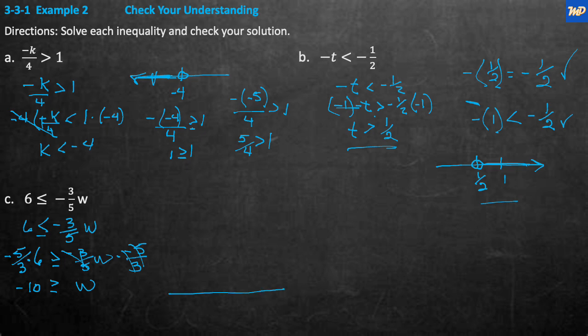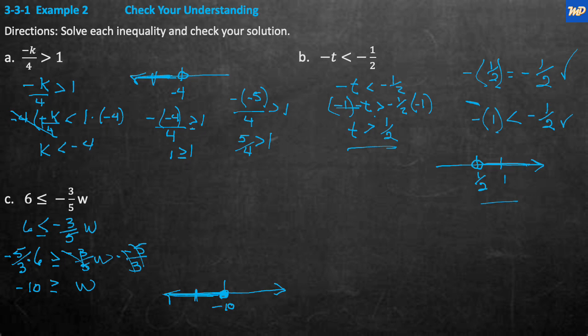Here's our line. Here's our negative 10. And W, negative 10 is greater than W. So W must be over here because negative 10 is greater. Here's the greater, here's the less than, right? So this is the direction we're going. Okay? So this is the solution: everything less than, and it's also a dot on the negative 10 because it's equal to. So negative 10 is greater than or equal to W. That's as far as we go, the negative 10.